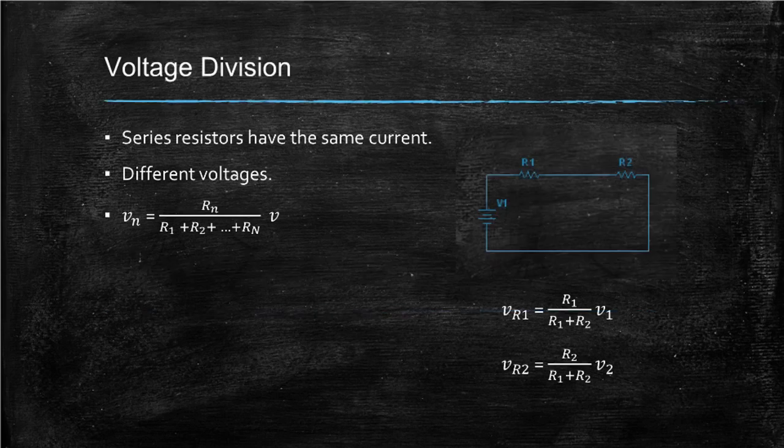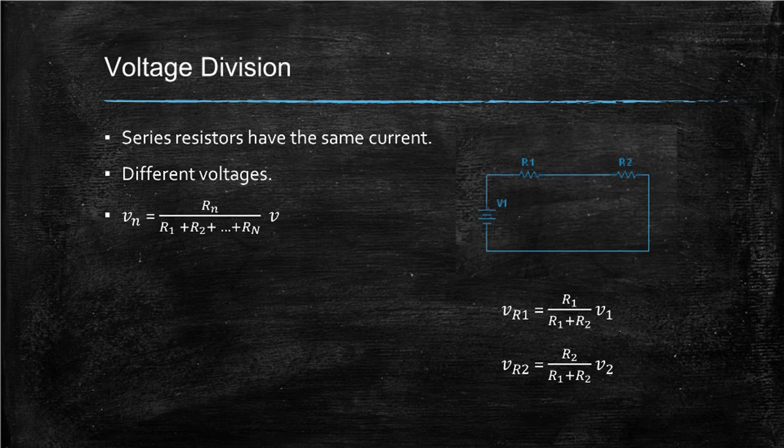In a circuit, series resistors have the same current flowing through them but different voltages. Voltage division can help to find the voltages of those individual resistors without going through long analysis. The equation shows the equation for voltage division.